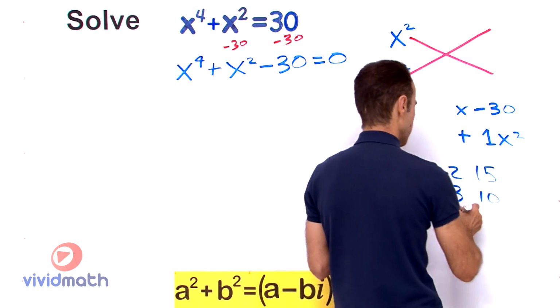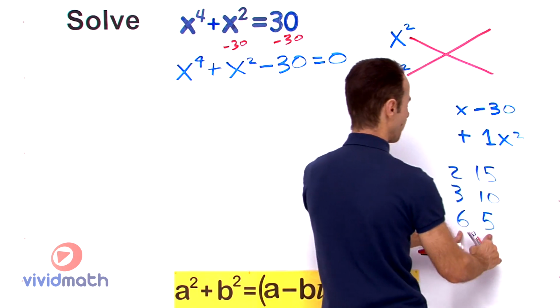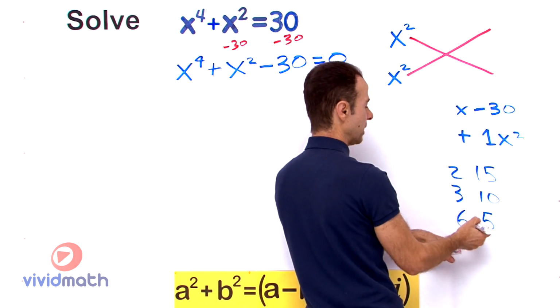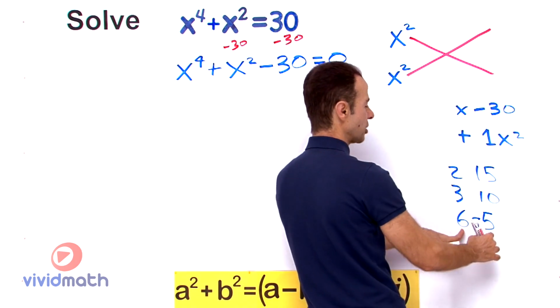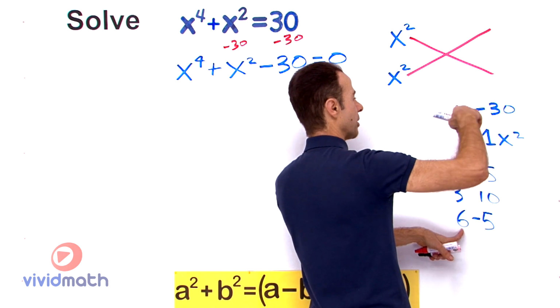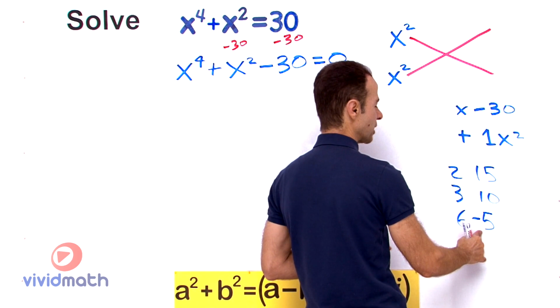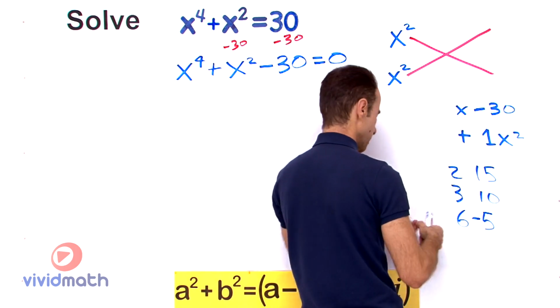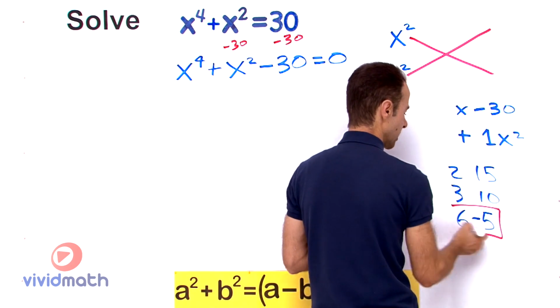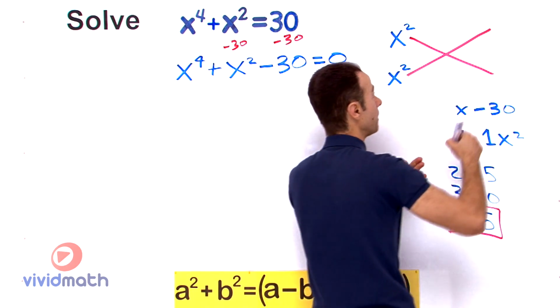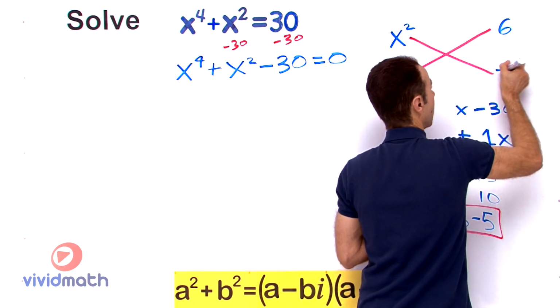How about 6 and 5? 6 times 5 is 30. One of them can be negative. Let's say negative 5. 6 times negative 5 is negative 30. That works. Now they've got to add to 1x squared. Let's try it. 6 minus 5 is positive 1, so that works. We're going to use these two guys, 6 and negative 5. Let me put them up here. We have 6 and negative 5.